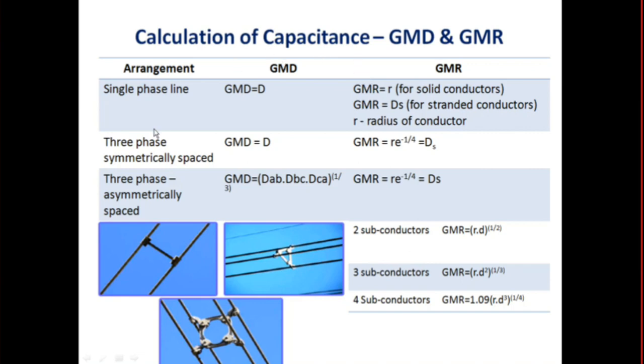For example, if you consider a three-phase symmetrically spaced conductor. Now here when you look into this picture, I am just showing with the cursor, this is a three-phase symmetrically spaced conductor for which the GMD will be equal to D and the GMR is equal to R into e power minus 1 by 4, where R is the radius of the conductor. Normally the GMR over here is represented as D suffix S. Similarly, for various arrangements of the conductor, the equations for calculating GMD and GMR are provided here.